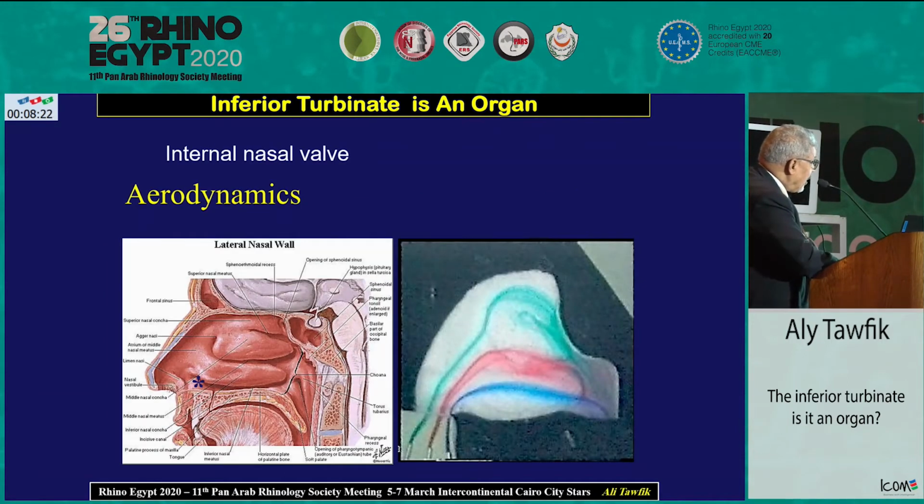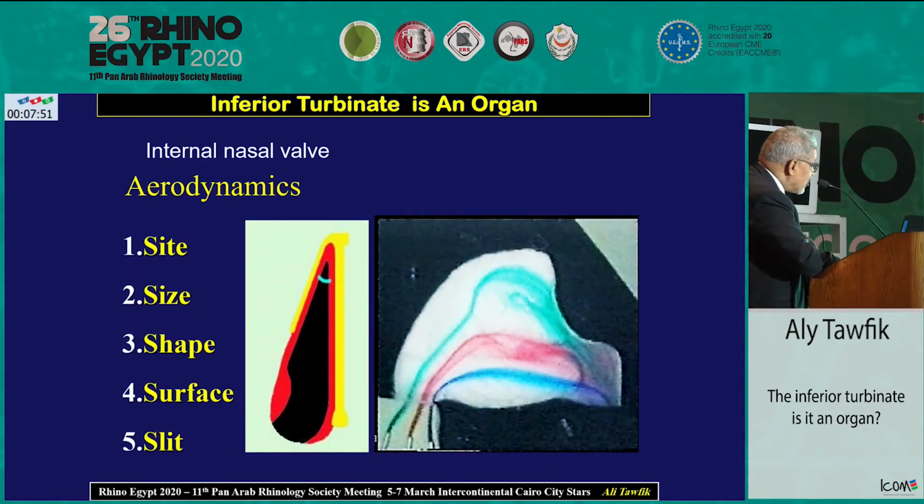The aerodynamic system of the nose is the responsibility of the anterior end of the inferior turbinate, which distributes the air inside the nasal cavity for respiration and for ventilation of the sinus, and even upstairs, up for the olfaction. This is a very important strategic position and must be respected during the surgery.